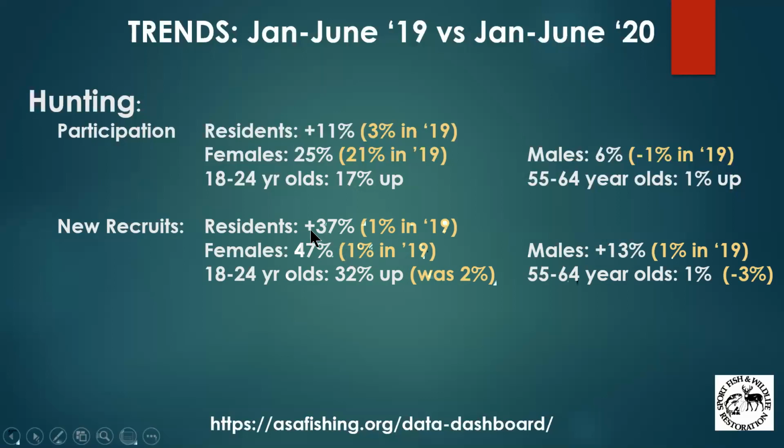For example, the number of residents who bought hunting licenses for the first time in the first half of this year is up 37%. So 37% growth in the number of residents buying their first hunting license. Last year at this time, we only saw 1% growth. So a huge spike. Whether they're turkey hunting or buying combo licenses, we don't know that yet. That's something we have to dig into further, which we will in that next round of research. But what's really interesting to me in all these numbers is the growth rate in women's participation.